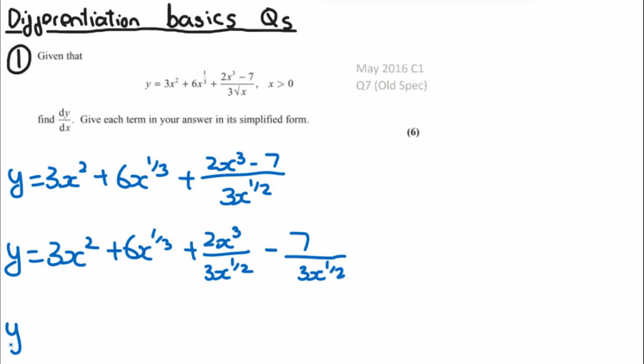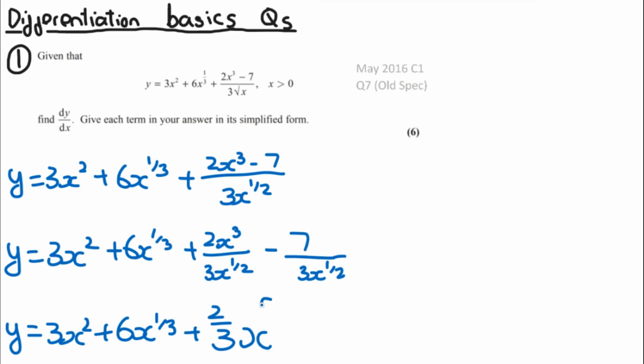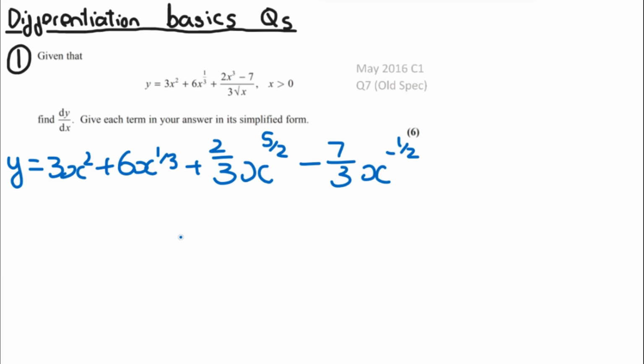And then we can simplify this by doing y is equal to 3x squared plus 6x to the power of 1 over 3 plus, and it's going to be 2 over 3. And remember, when you divide powers, you minus them, so it's going to be 3 minus a half. So this is going to be 2 over 3 x to the power of 5 over 2, and then minus 7 over 3. Remember, this is actually x to the power of 0, so it's going to be 0 minus a half, so it's x to the power of minus a half. And then from here we can differentiate this by just differentiating all the terms individually.